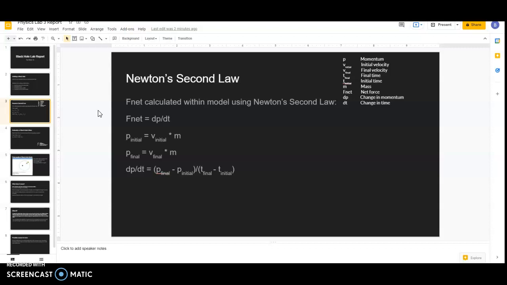The net force was calculated within the model using Newton's second law, in which net force is equal to dp over dt. And so I just broke this down further into how we found it in the lab, including calculating initial momentum and final momentum. And so we plugged that in and found that during the lab.